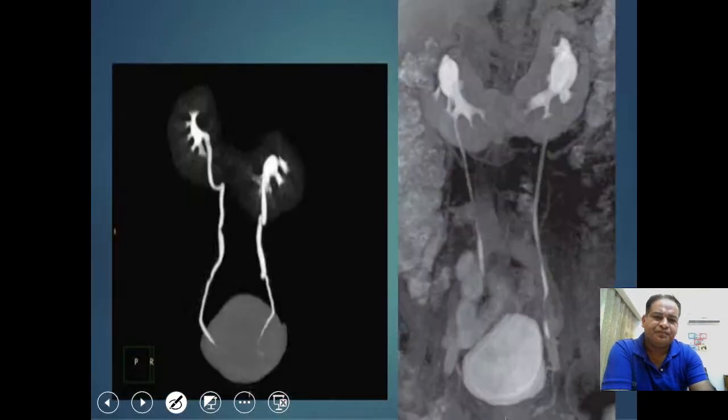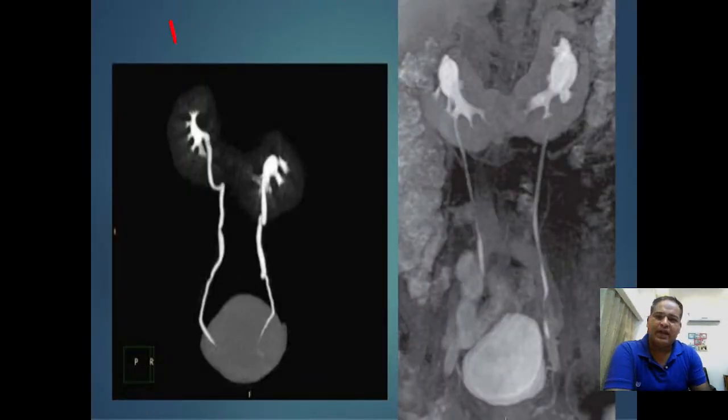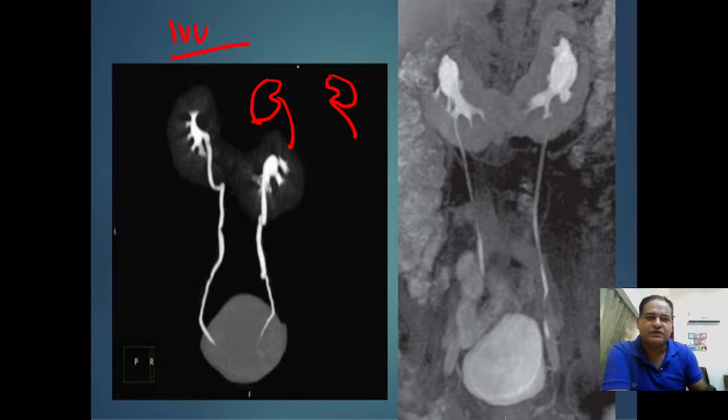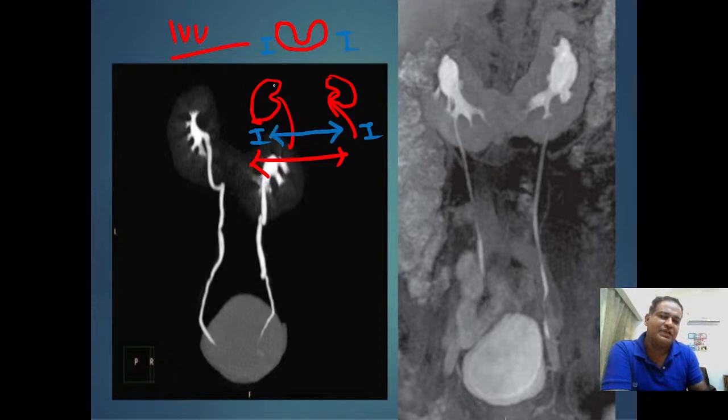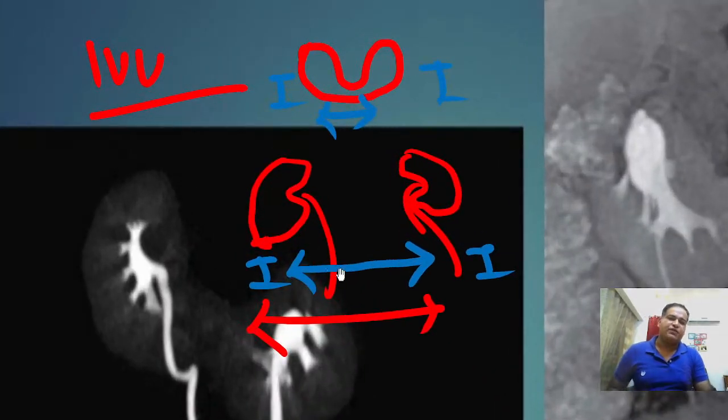Now, this is what you get to see on intravenous urography. Medialization. Normally the kidneys would have been like this, very far apart from each other. But what is the situation over here? Let's say this is the inferior pole. Now you see the inferior pole, how far it is normally, but here the inferior pole is how close.